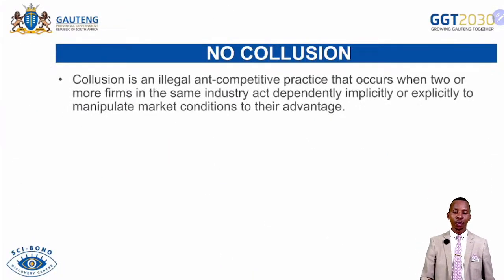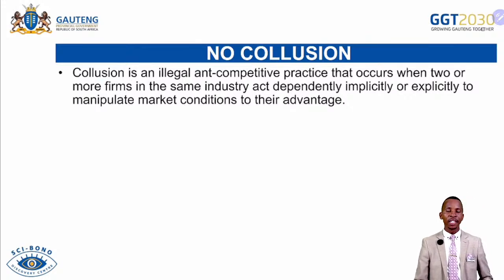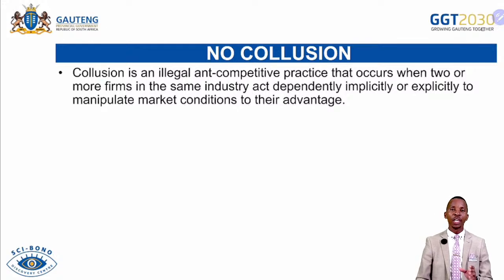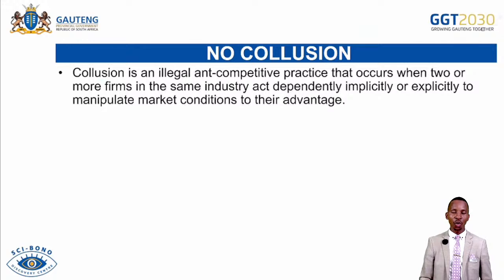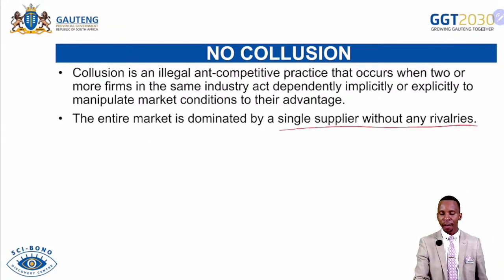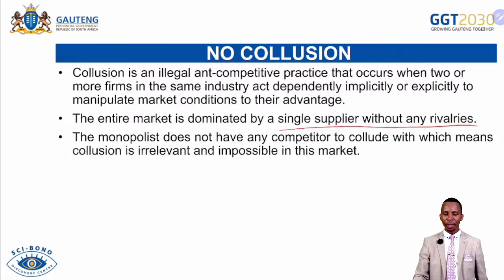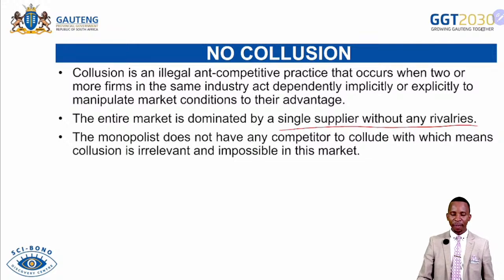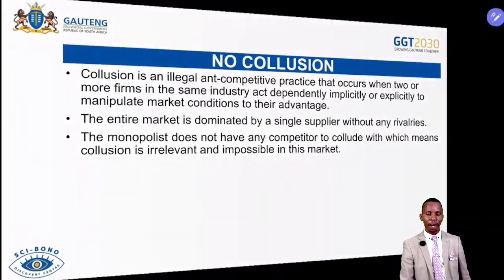There is no collusion because the firm is the only supplier of the product. So collusion will be unreasonable because the firm is the only producer. Collusion occurs when 2 or more firms meet to discuss price fixing or production techniques. But in this case, there's only one supplier. So implicit or explicit collusion does not occur in this case. The entire market is dominated by a single supplier without any rivalries. Therefore, collusion cannot occur. The monopolist does not have any competitor to collude with, which means collusion is irrelevant and impossible in this kind of market.